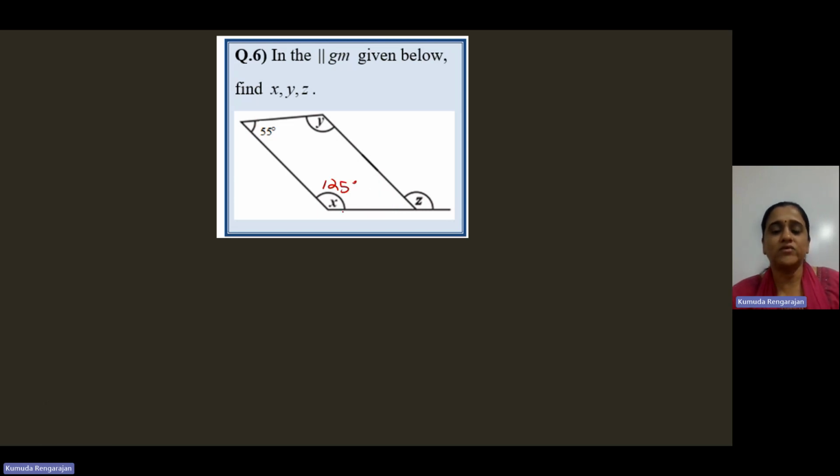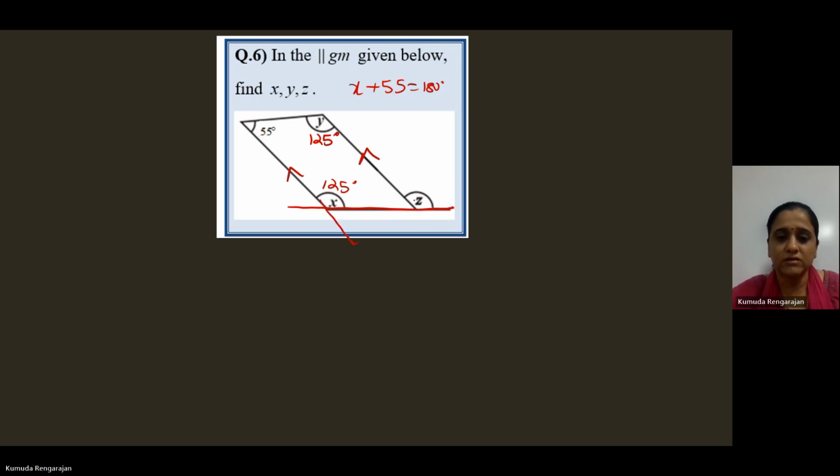So first we'll find X like this. X plus 55 is equal to 180. Adjacent angles are supplementary, so we get X. Then Y, opposite angles are equal. This is 125, so this is also 125 because opposite angles are equal. Now for Z, see, these are the two parallel lines and this is the transversal.